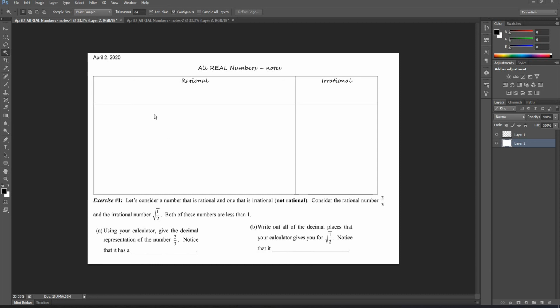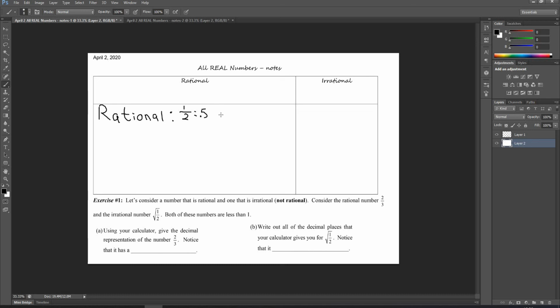So within rational numbers, there are multiple types that we can have. First and foremost, there are rational numbers themselves. These account for anything that can be written as a fraction. So for example, a half, well, this would be equal to 0.5. So this would be a fraction.